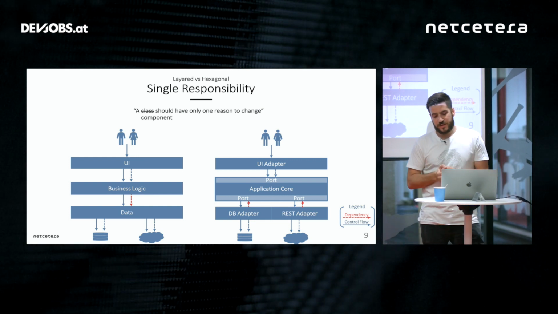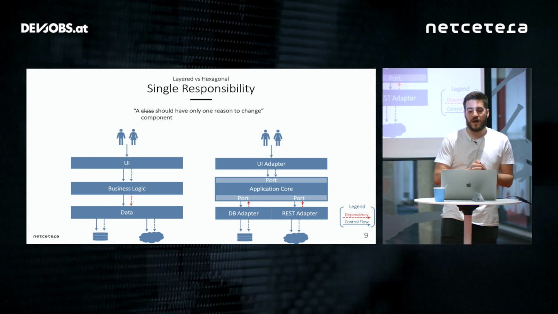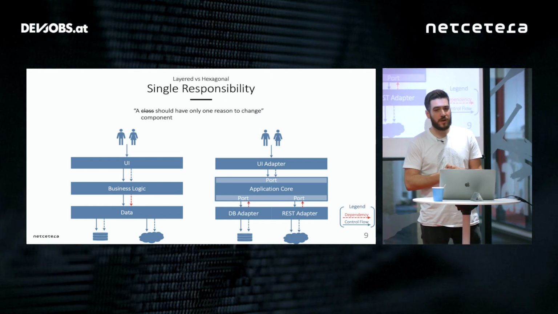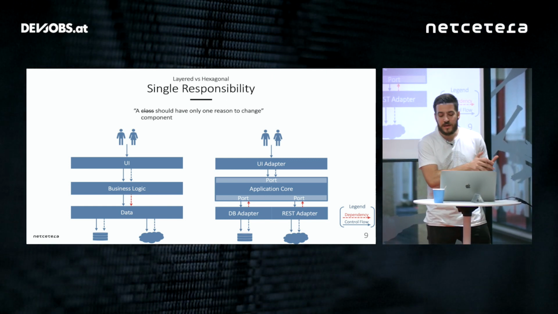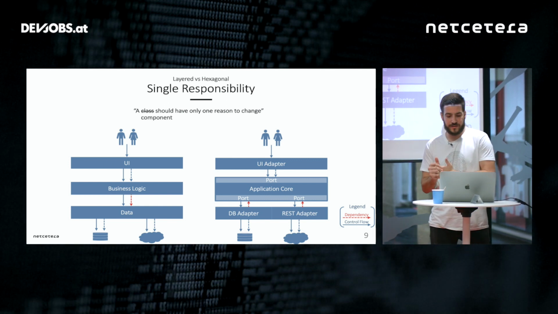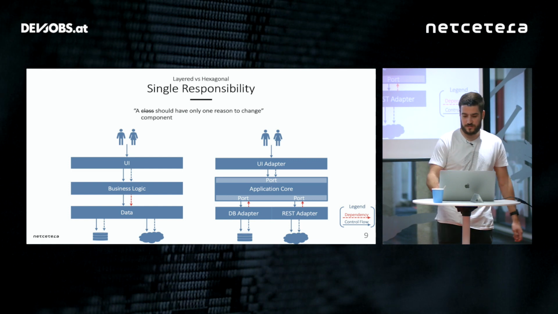If you think about it for a second, you will notice that in a layered architecture, the upper layers have always more reasons to change than the lower layers. So the idea behind hexagonal architecture is that changes in the adapter do not affect the core and vice versa.